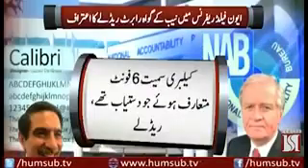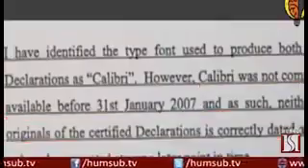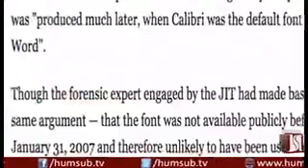In his findings included in the JIT report, Ridley stated, "I have identified the type font used to produce both certified declarations as Calibri. However, the font was not commercially available before January 31, 2007, and as such, neither of the documents is correctly dated and appear to have been created at some later point in time."